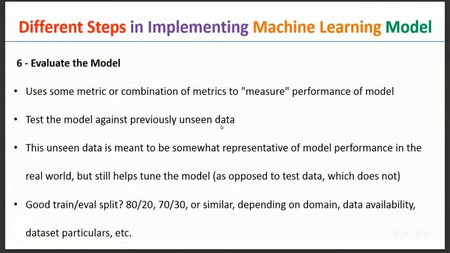Now, the last point is important. 80-20, 70-30. How much percent of data is used for training and how much for testing? 80-20 means 80% of data is used for training and 20% of data is used for testing. 70-30 means 70% of data is used for training the model, and 30% of data is used for testing the model. So these are the maximum and minimum limits. The more training is done, the better the result you are going to get from the model.